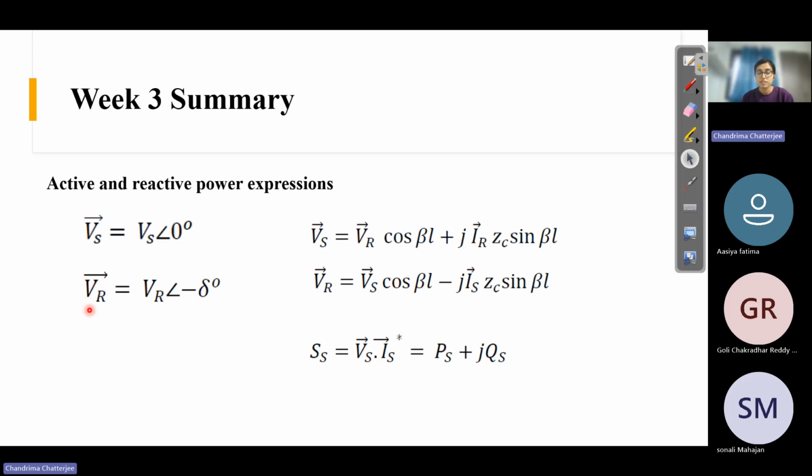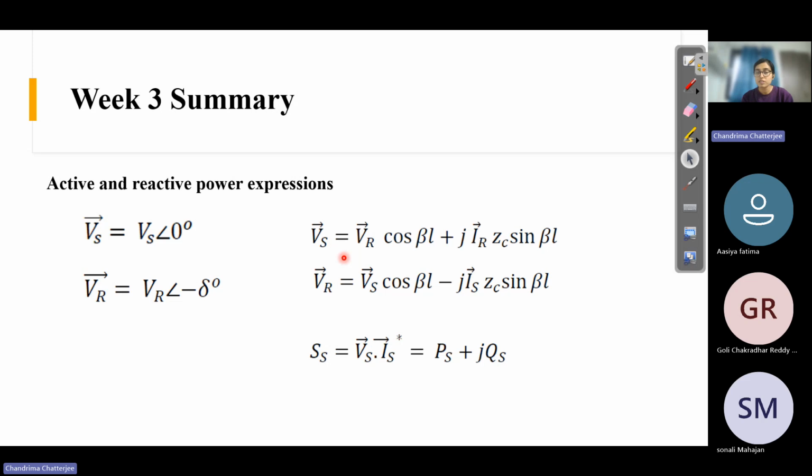And usually the receiving end voltage lags the sending end voltage, because generally we know that power is transferred from the leading side to the lagging side. So this voltage usually lags the sending end voltage. And these expressions we already saw last week.